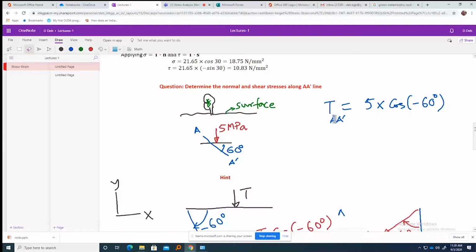Now, here I should take the 5 also negative, but I will tell you later. Now you can do it with positive also. No problem. Just use the value. So now you have to tell me what is sigma and what is tau.